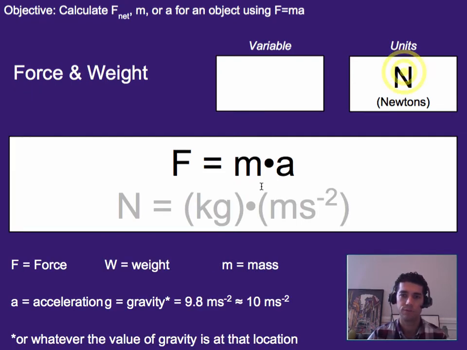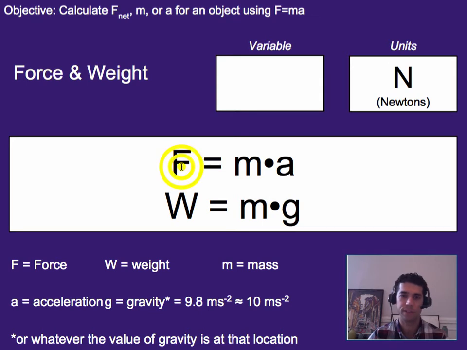The units for force are going to be newtons, just like they were for weight. A newton is the same thing as a kilogram times a meter per second squared. So in this case, we know that the units for mass are kilograms, the units for acceleration are meter per second squared. So that gives us this unit of kilogram meter per second squared. That's a mouthful to say, so we just abbreviated that as 1 newton.